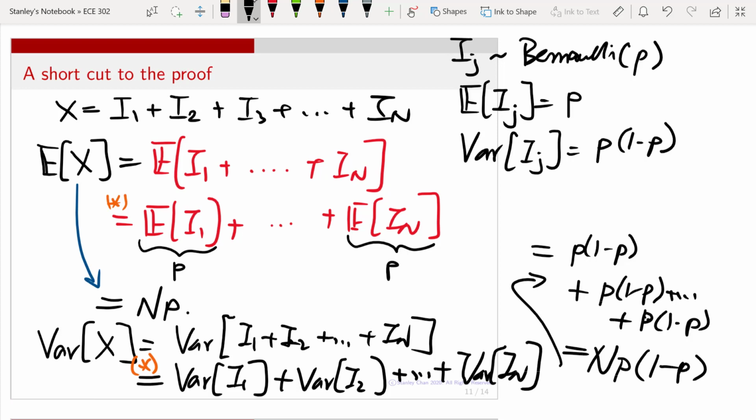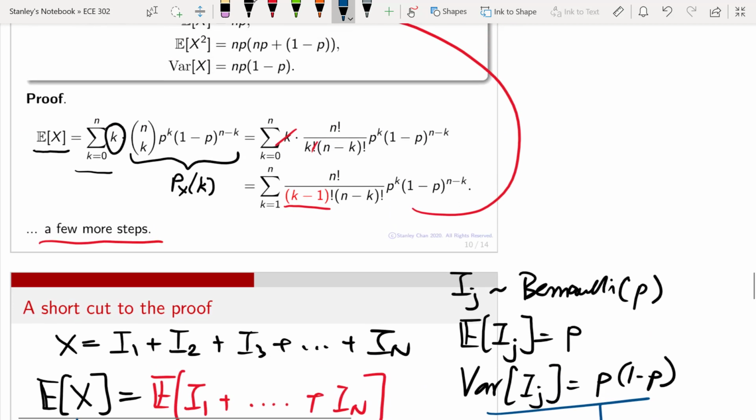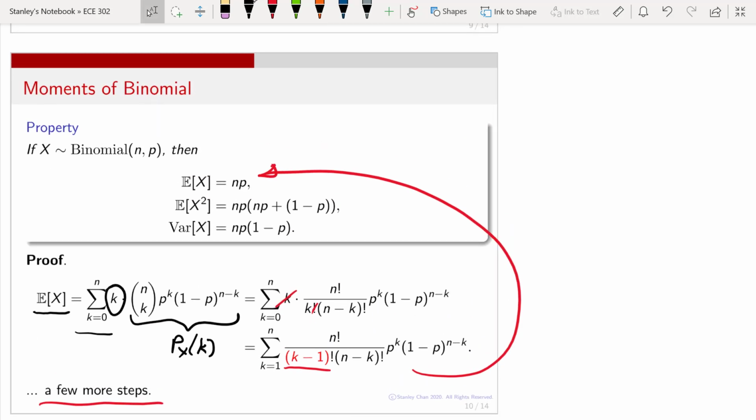What is this p times 1 minus p? This is the variance of the individual Bernoulli random variable. And you have n of those. So you can check the formulas. The expectation of X is n times p, and this should be quite intuitive because you flip the Bernoulli coin n times. The variance is just n times the variance of the individual Bernoulli random variables.